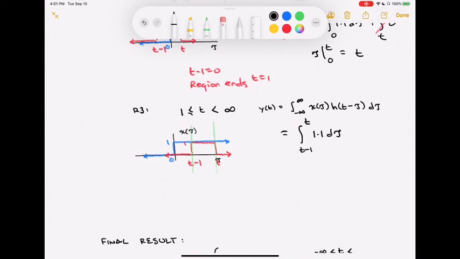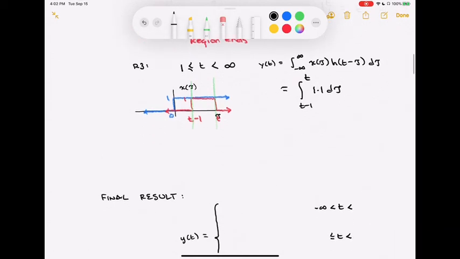So it's very common that how we have the edges labeled, what values of tau those edges are, helps us decide what our limits of integration are. All right, so if I carry out this particular integration, I have an integral of 1 d tau. I already know what that's going to be equal to. That's just tau, and I'm going to evaluate it at the limits of integration, t minus 1 to t.